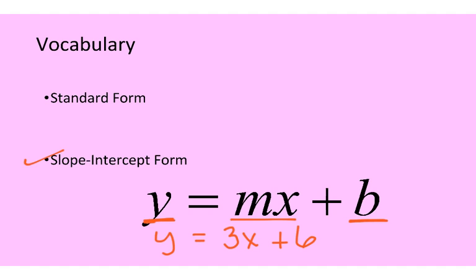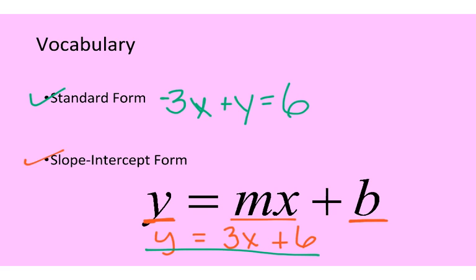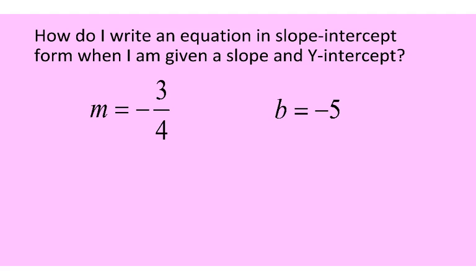Instead of slope-intercept form, there's also a standard form. Standard form is when the equation has both variables on the same side. So for instance, this is standard form of the same equation: negative 3x plus y equals 6. That's what standard form looks like. We're going to be doing some converting back and forth and writing equations when we know the slope and the y-intercept.